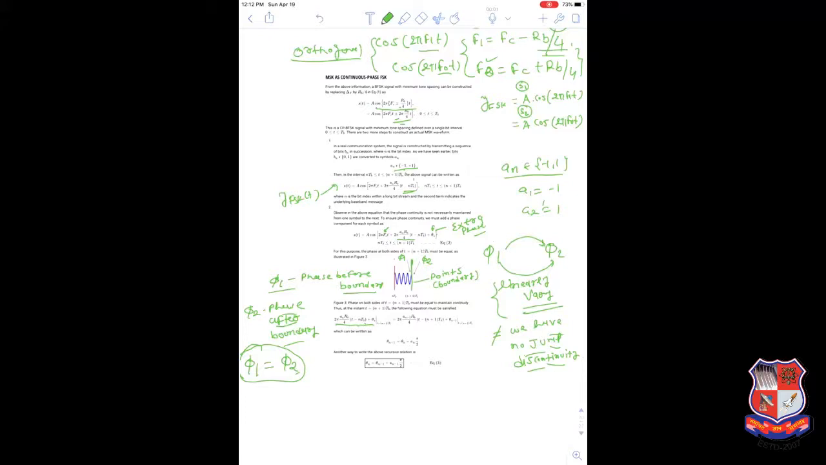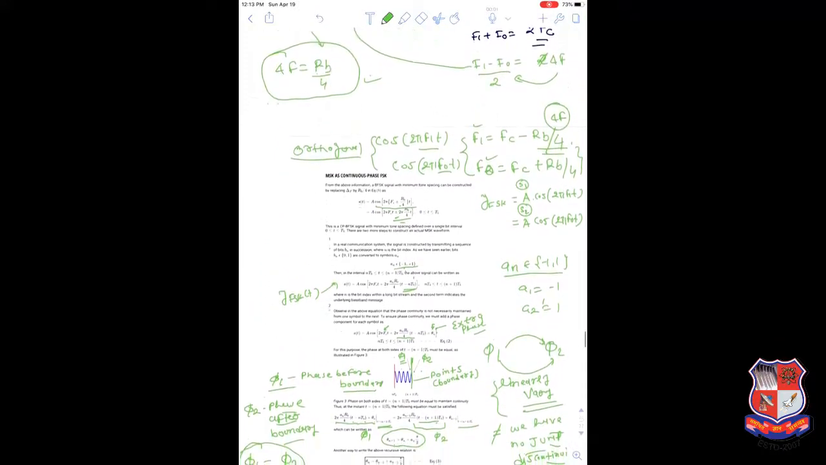Now the equation looks like 2 pi n R_b by 4 times (t minus n T_b) plus theta n. At this point it is considered phi 1, before the boundary, and this phase is considered phi 2, after the boundary, at t equal to (n plus 1) T_b. The only difference is that the first phase is t minus n T_b, running from here, and the other phase is t minus the next time period, (n plus 1) T_b, and both should have the same phase.